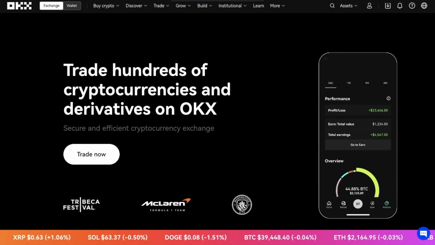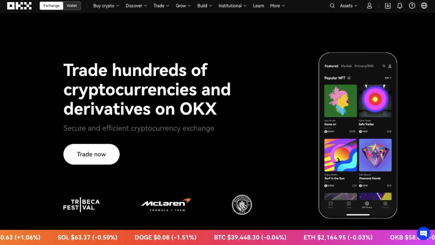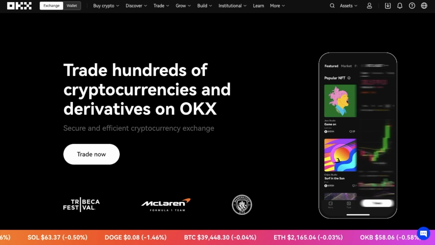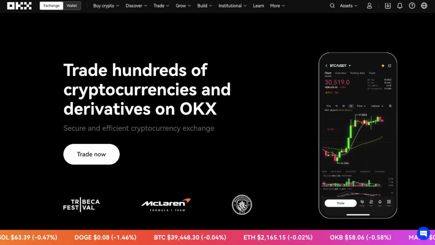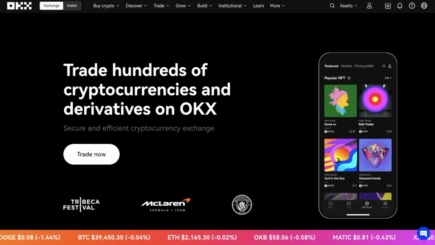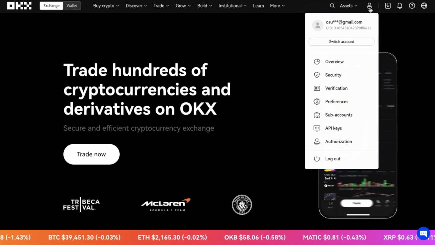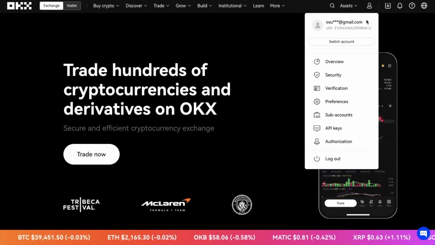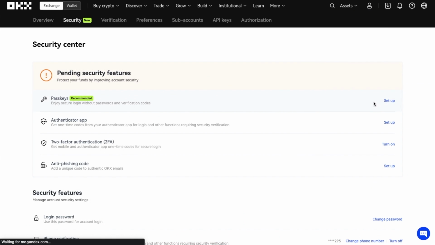The first place that we're going to start is by setting up some security. We'd recommend adding security to your account before you go ahead and start depositing any crypto or buying crypto on any type of crypto exchange, which you can do from under your profile icon and then security. And here is where you can enable methods such as passkeys and 2FA.